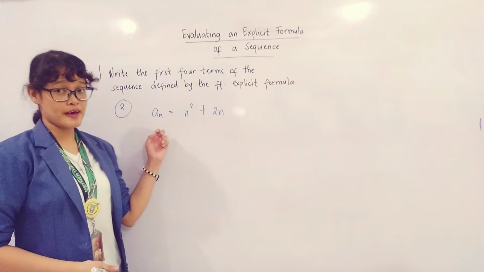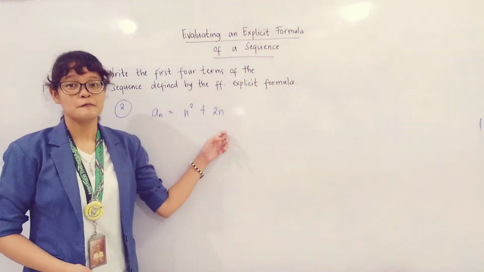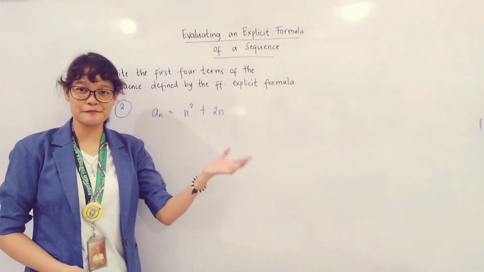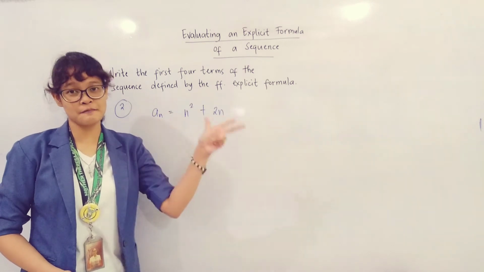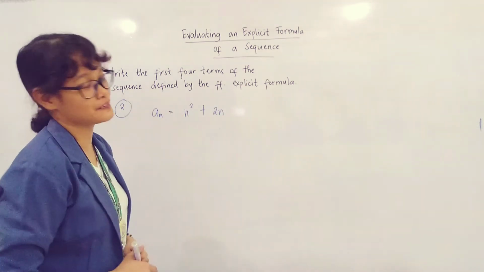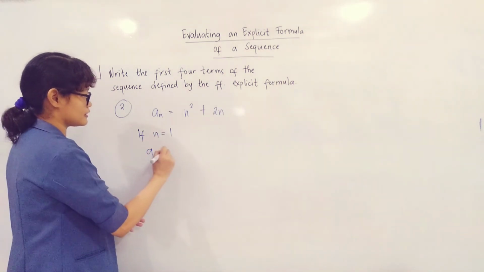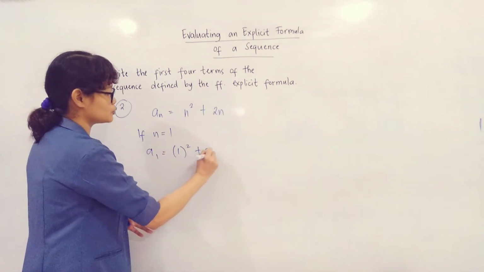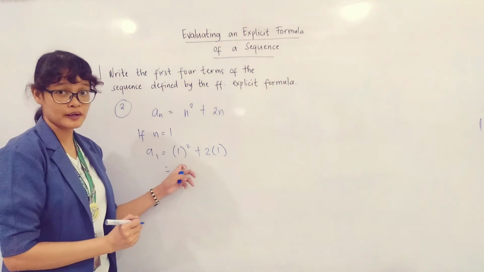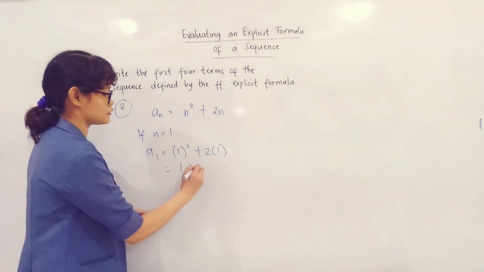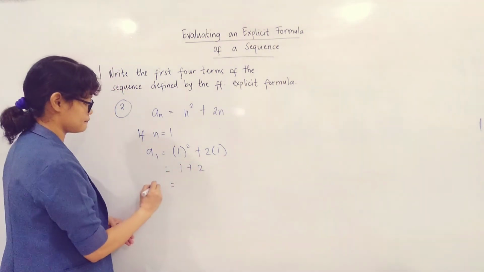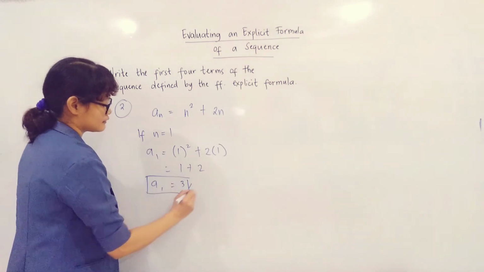We have a sub n is equal to n squared plus 2n. Again, assign value for n, substitute, then simplify. So let's have the first term. So if n is equal to 1, substitute, so you have a sub 1 is equal to 1 squared plus 2 times 1. So 1 squared is 1 plus 2 times 1 is 2. Therefore, our a sub 1 is equal to 3.